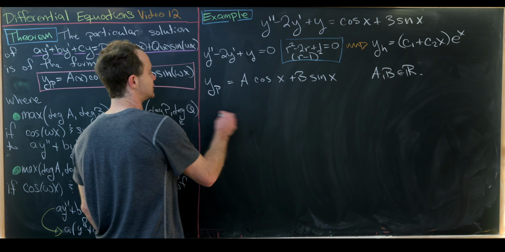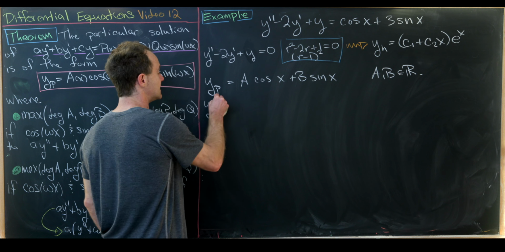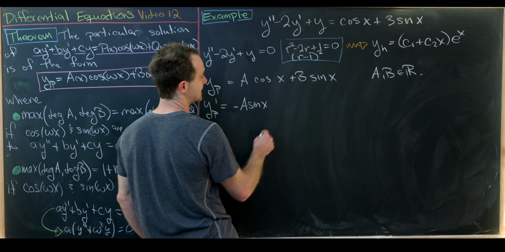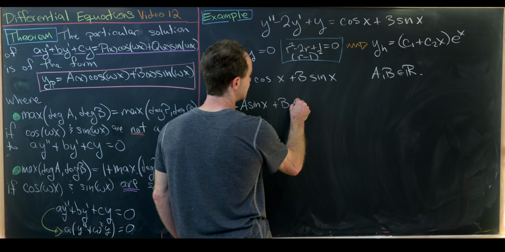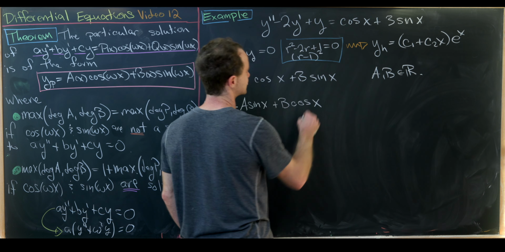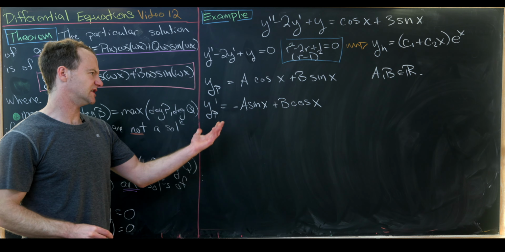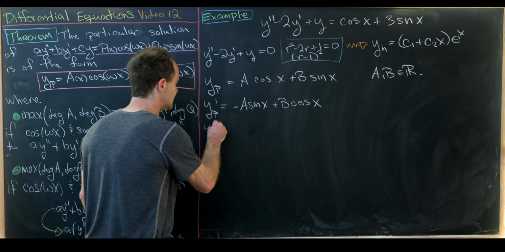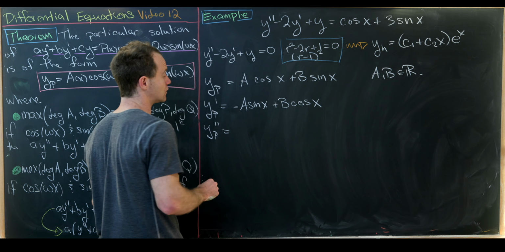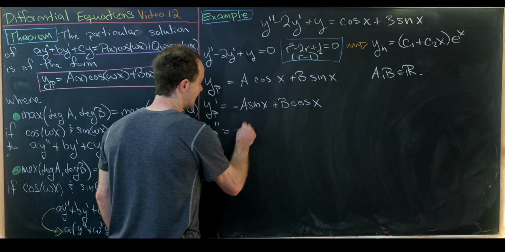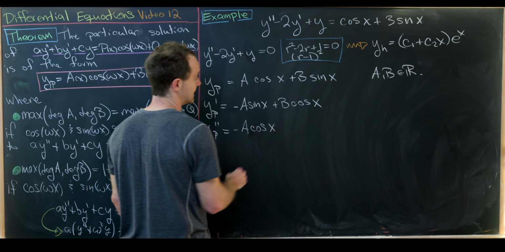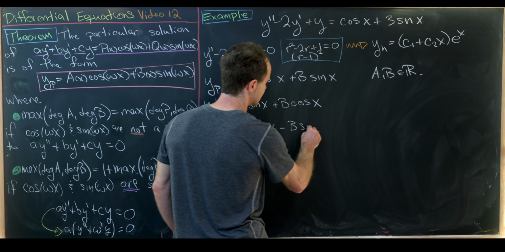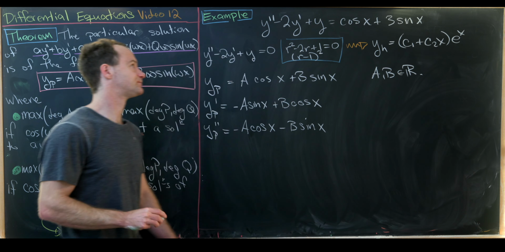Okay, so anyway, let's get to it. We've got yp prime is equal to minus a times sine of x plus b times cosine of x. So that's using just the standard derivatives of sine and cosine. And then yp double prime is equal to, let's see, we'll have minus a times cosine of x. And then next we'll have minus b times sine of x.